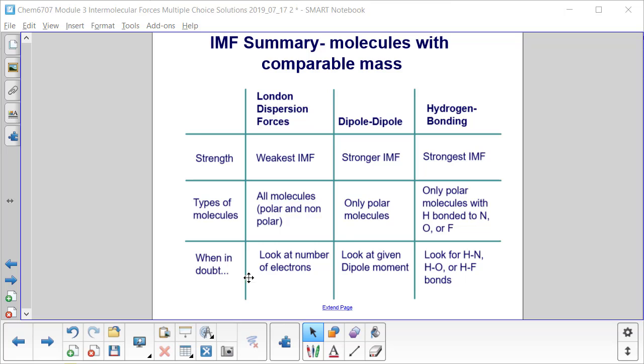When in doubt, look at the number of electrons when determining the strength of dispersion forces. Look at the dipole moment to determine the strength of dipole-dipole forces. And for hydrogen bonding, look for these specific bonds.